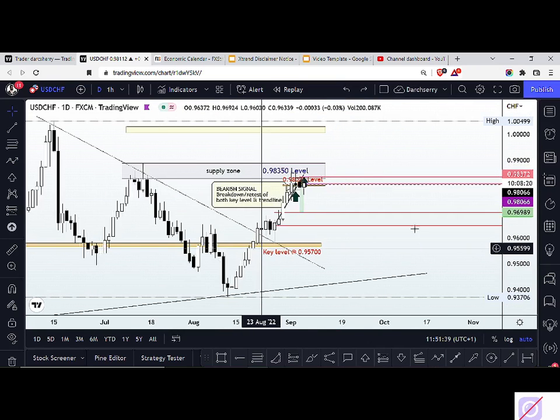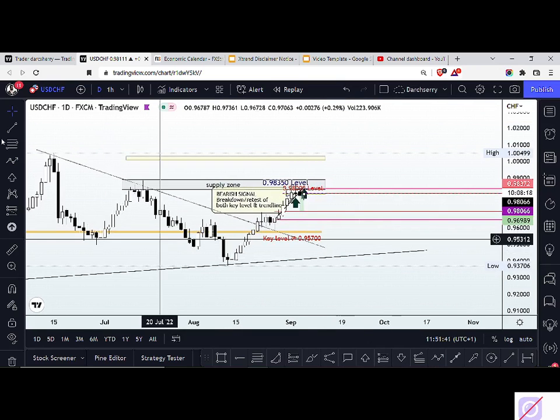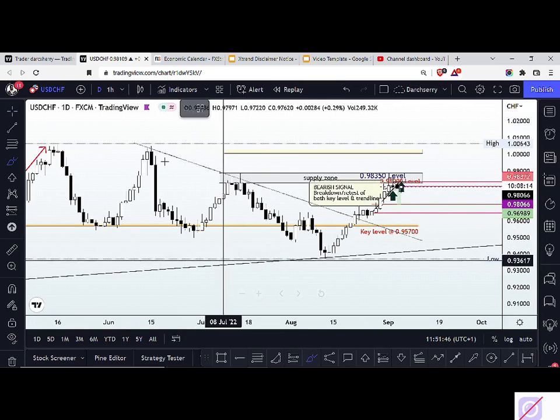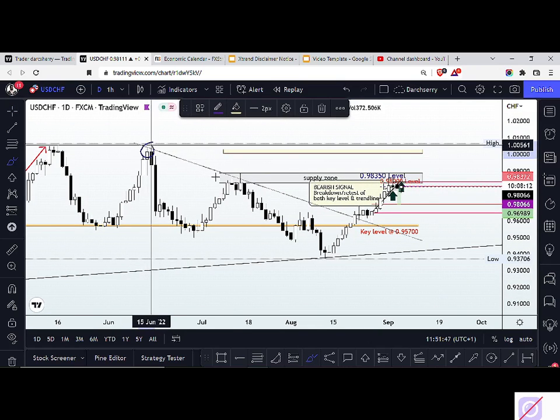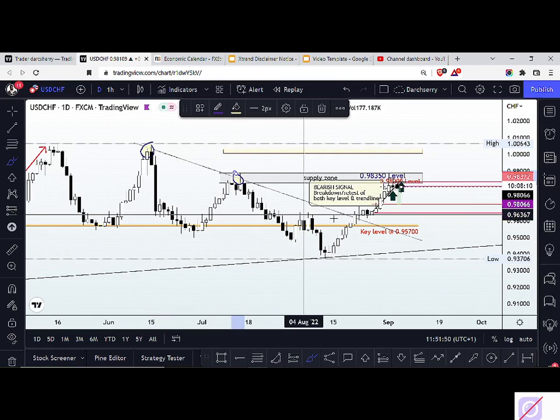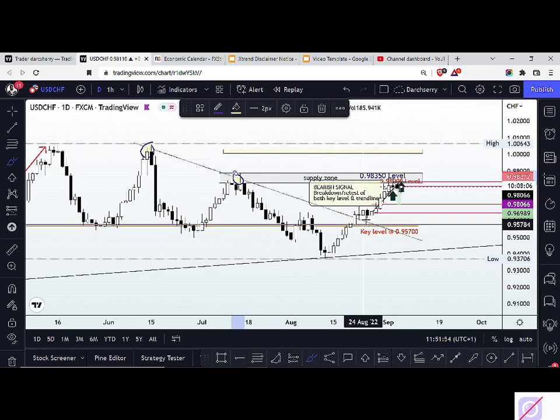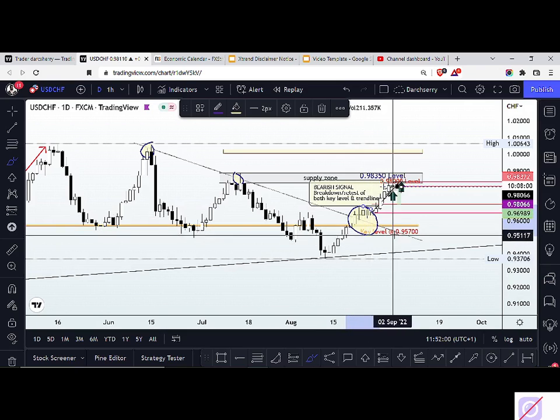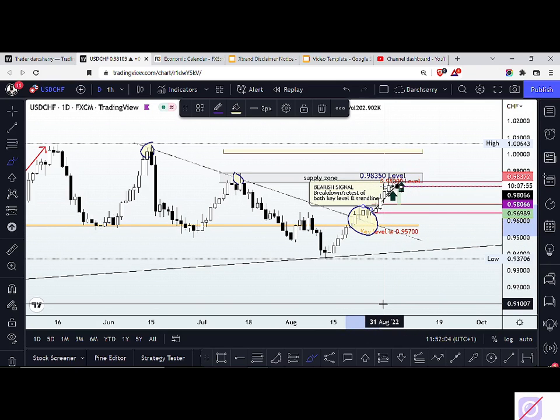Then the other structure, the last one, was this bearish trend line here. We were able to connect the lower highs to give us this bearish trend line, and as you can see, in the later part of the month of August, we saw a significant breakout and retest of that bearish trend line, which also shares a confluence with the key level at the 0.95700 to give us a signal of a bullish momentum.